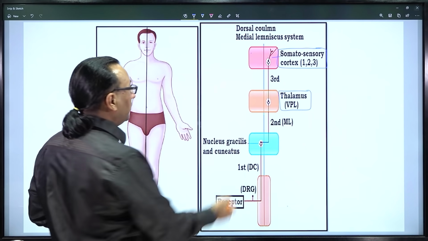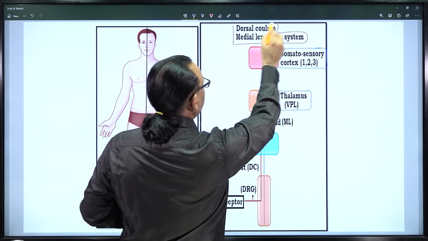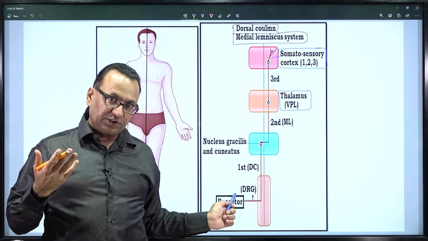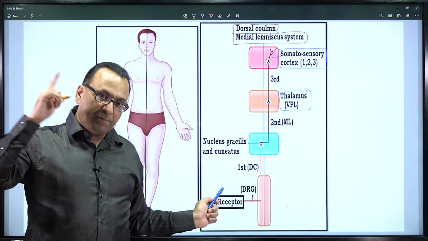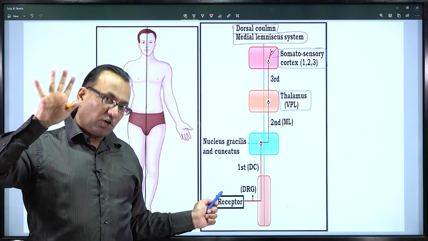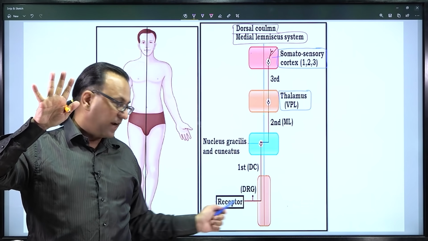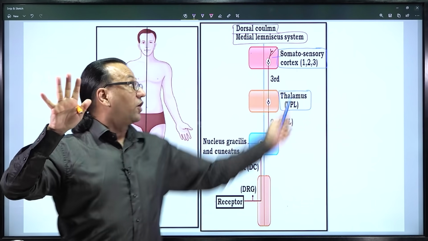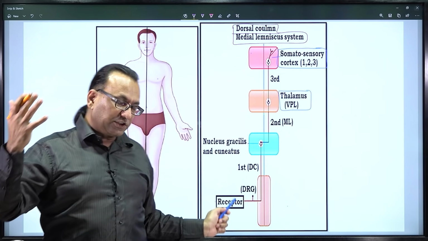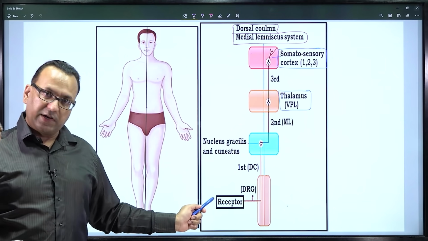This is the dorsal column medial lemniscal system. This system is carrying some sensations, like you will find deep pressure, deep touch, vibration, stereognosis, conscious proprioception. It is conscious because it is reaching the conscious level, the cerebral cortex. So these 5 sensations are carried by the dorsal column medial lemniscal system.